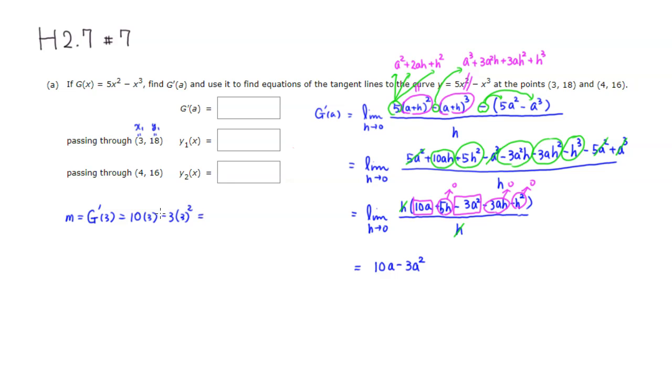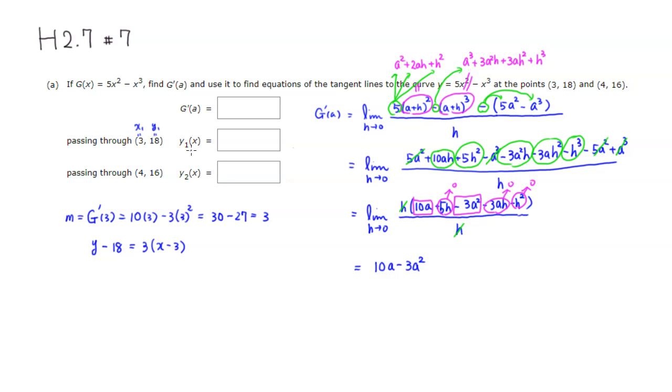So that's equal to 10 times 3 is 30, right? So we have 30 minus 3 times 3 squared, which would be 3 cubed, so it's 27. So we have slope is 3, right? So by point slope form, we can do y minus y1. y1 is 18 for the first one. And then slope came out to be 3, and then you have x minus x1, which is 3, right?